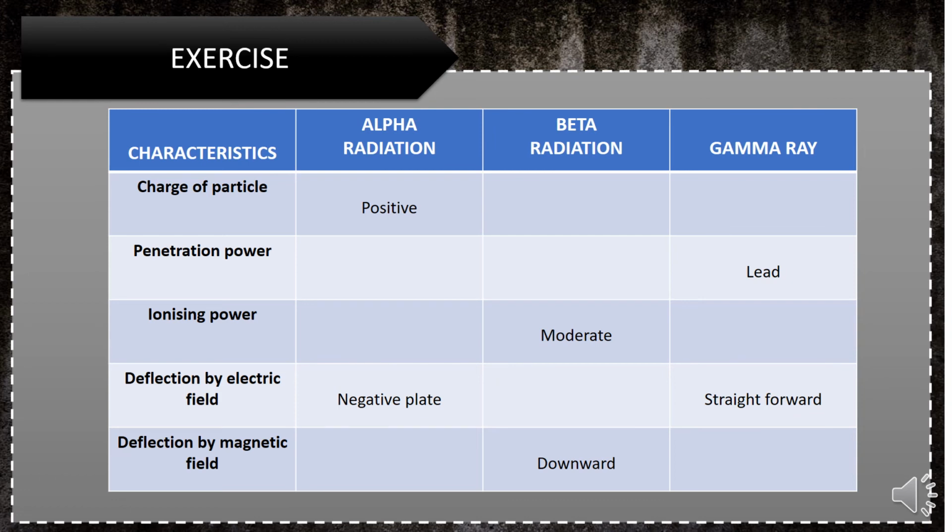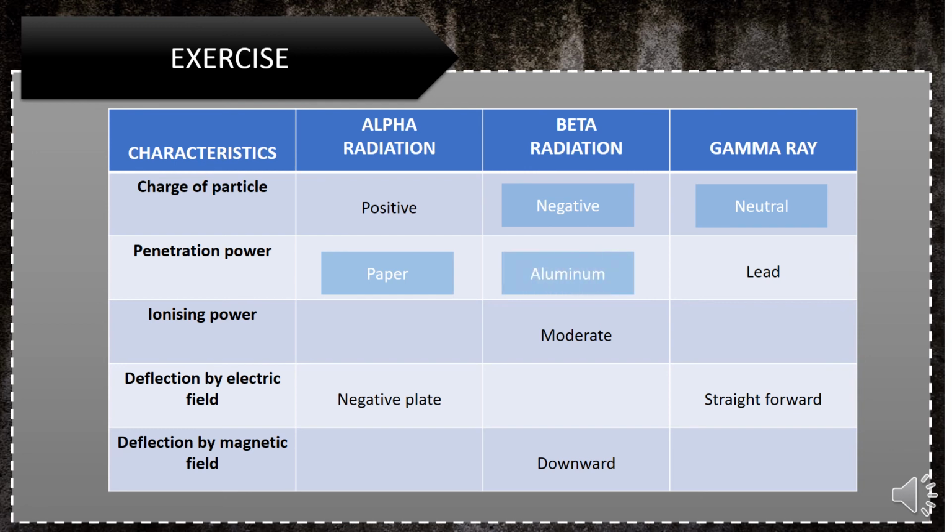Okay, now here I attach some activities to test your understanding and to evaluate whether our learning outcome for today's lesson is achieved or not. This table shows the difference between the three characteristics. If alpha radiation is positive, then beta radiation is negative, while gamma ray is neutral. And for the penetration power, alpha radiation is stopped by paper, and beta radiation by aluminium. The highest penetration power is gamma ray because it needs 10 cm thickness of lead.